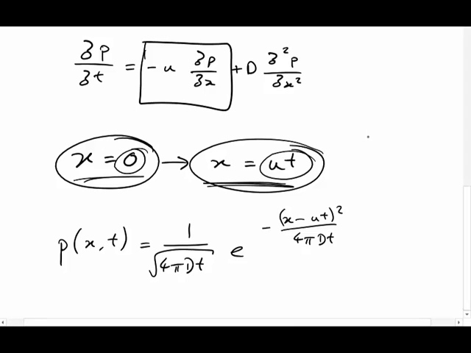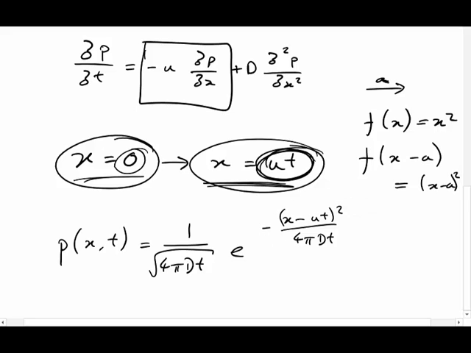It's a bit like if I have a function f of x, and I shift it to the right by a, then my new function will be f of x minus a. Say if it was x squared, then my new function would be x minus a all squared. That's exactly the same thing I've got going on there, except I'm shifting it by ut now. So that's all this is.